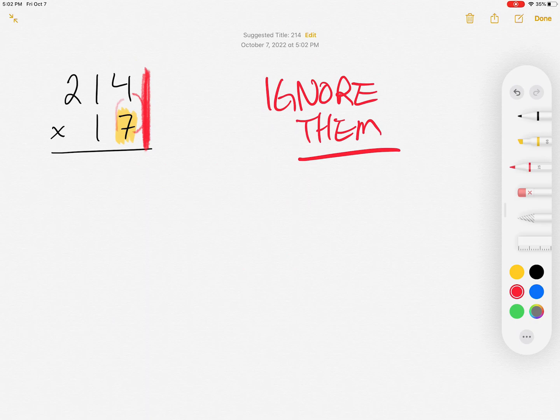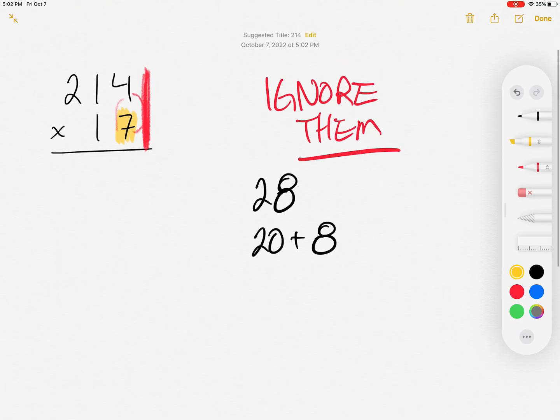So I'm going to go 7 times 4. Now that's 28. Okay, now 28 looks like this. Remember what we just talked about. This is 20 plus 8. Ask yourself, how many groups of 10 is 20? How many groups of 10? This is 2 groups of 10.